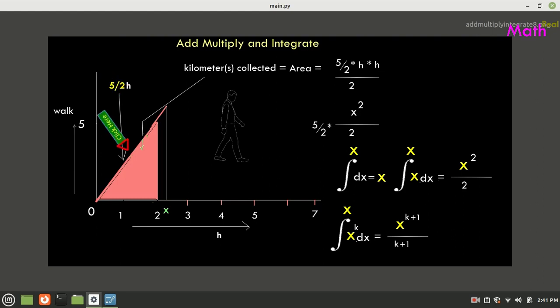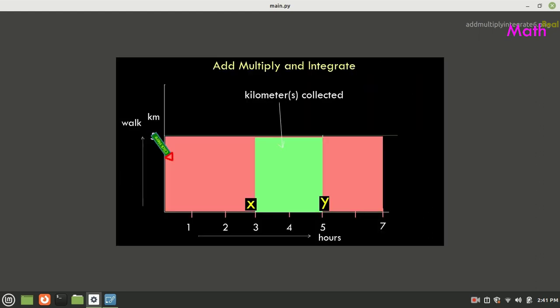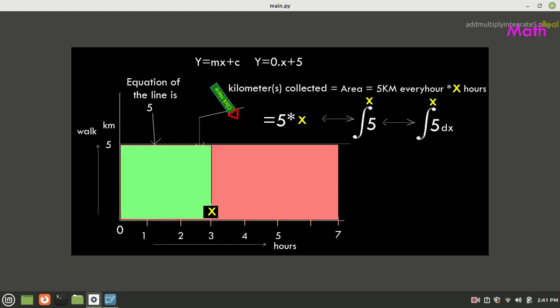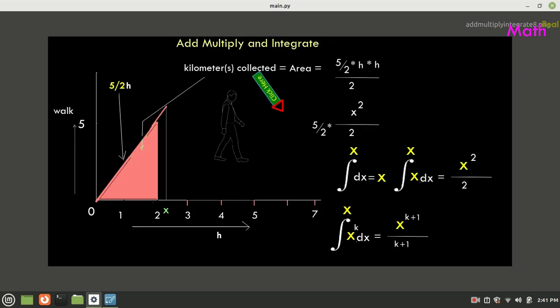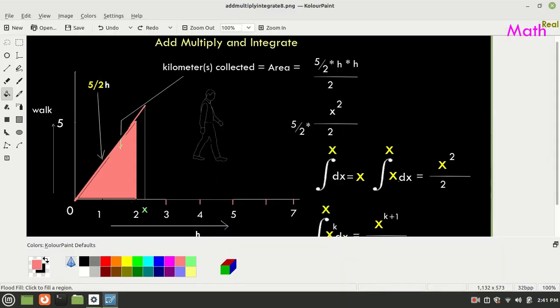So we have to find this area. One way is finding the area by integration. If I want this calculation, 5x, that is 5 into x, that is the area of a rectangle. What about finding this area of a triangle? The distance collected is the area of a triangle, where the equation of the line is 5 by 2 h. This is how it is increasing. The area of a triangle is related to the area of a rectangle.